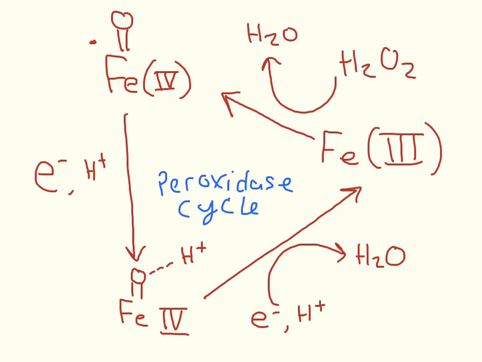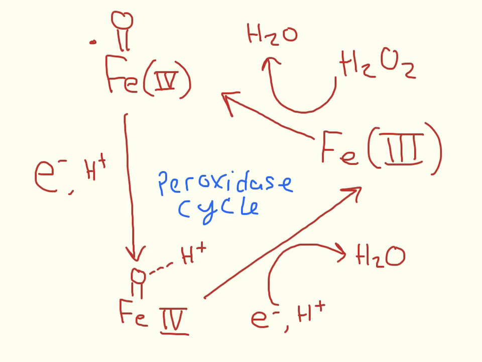So here we have the peroxidase cycle. It starts off with iron 3, and then hydrogen peroxide will be converted into water, and one of the oxygen molecules and an electron will be added to the iron to make it iron 4. Then you can take an electron and a hydrogen ion and add that to the same molecule, then add another electron and another proton, and you'll get water, and you'll return to iron 3.